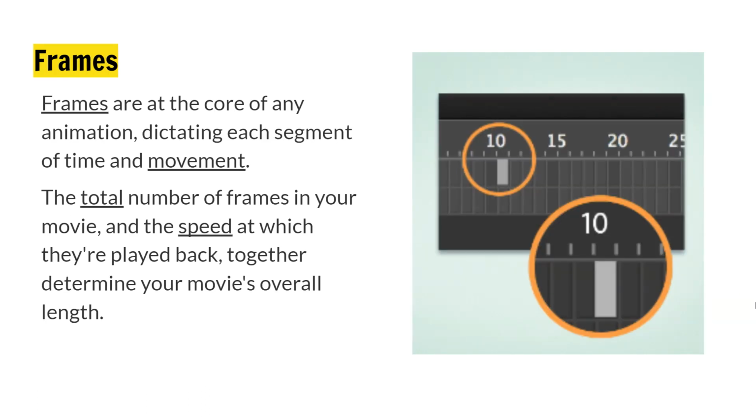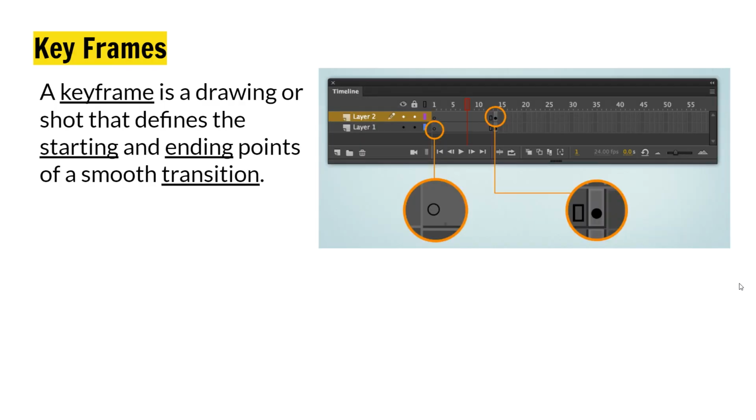Frames. Frames are the core of any animation, dictating each segment of time and movement. The total number of frames in your movie and the speed at which they're played back together determine your movie's overall length. A keyframe is a drawing or shot that defines the starting point and ending point.